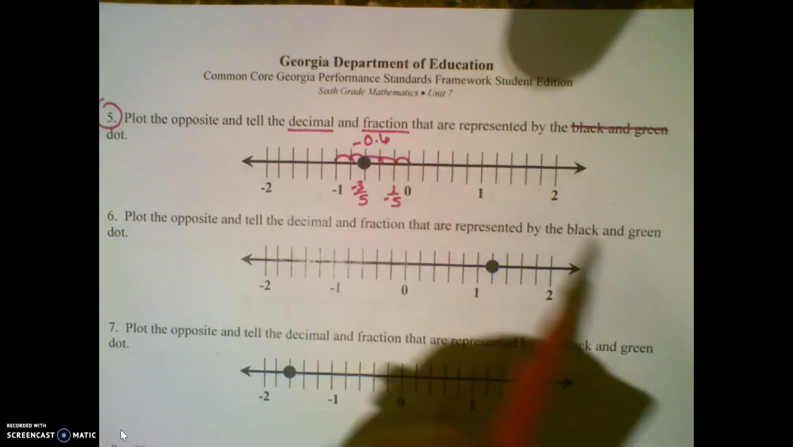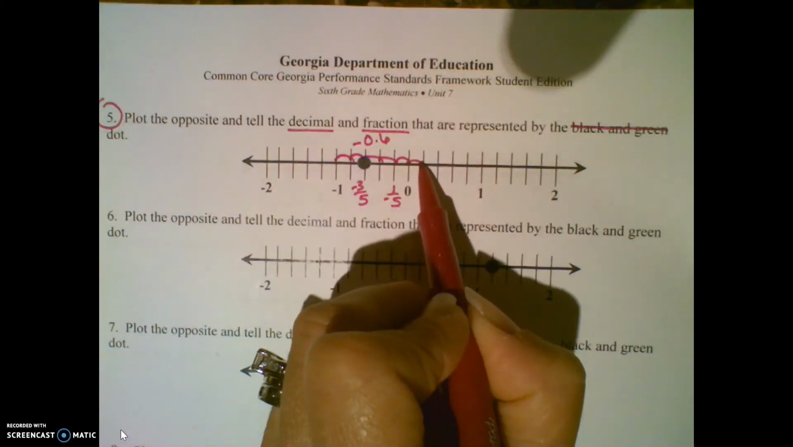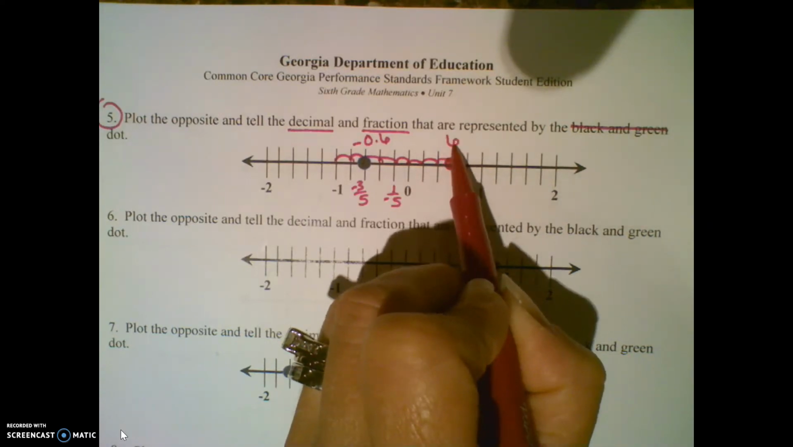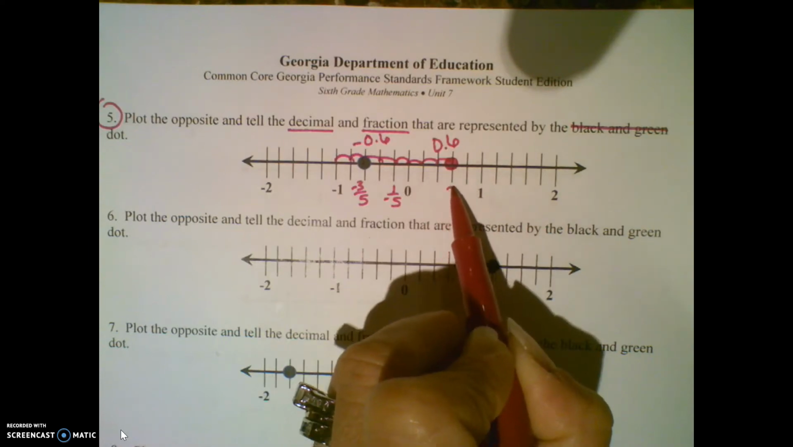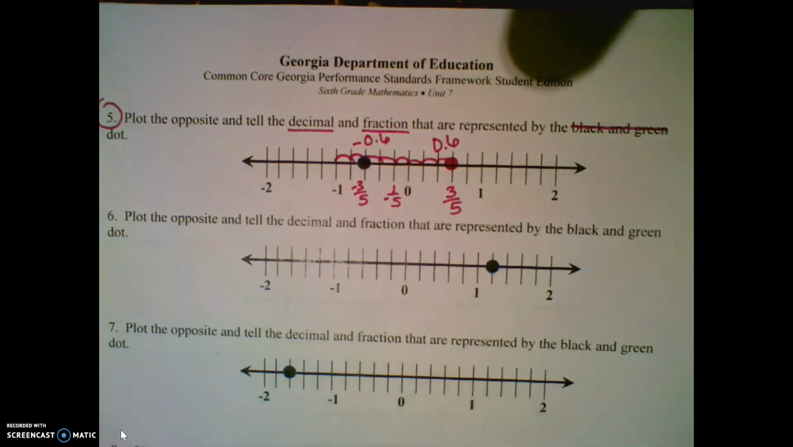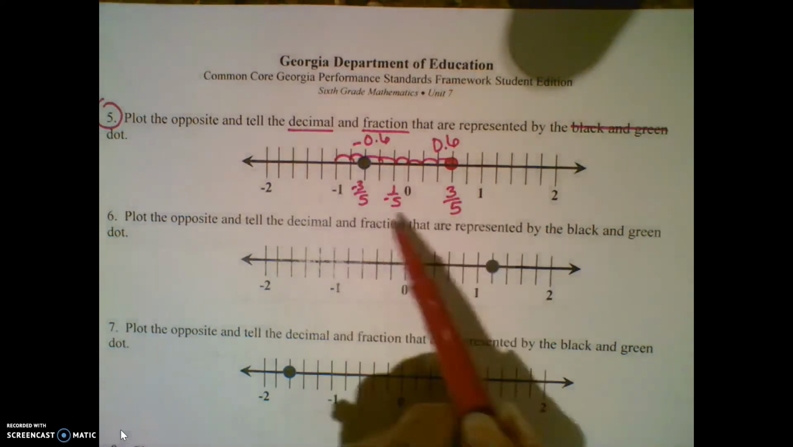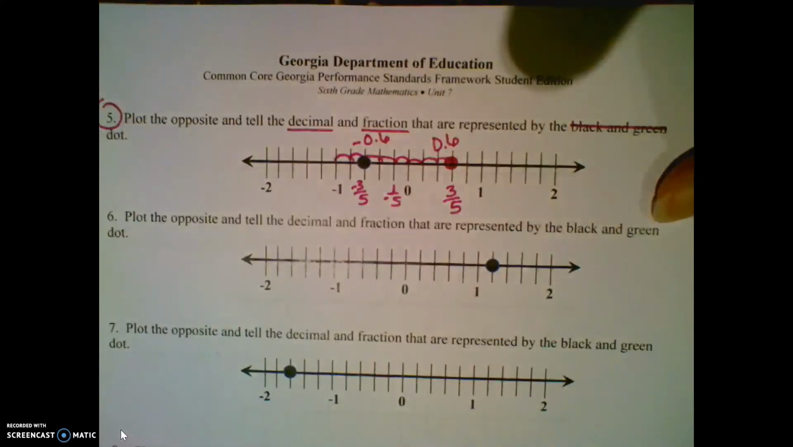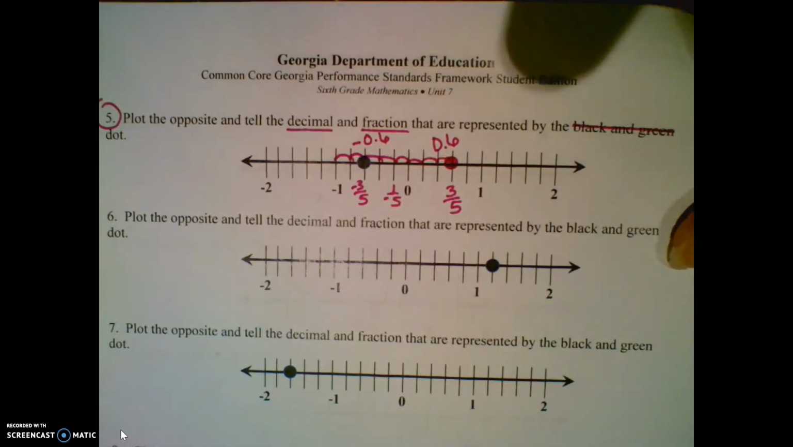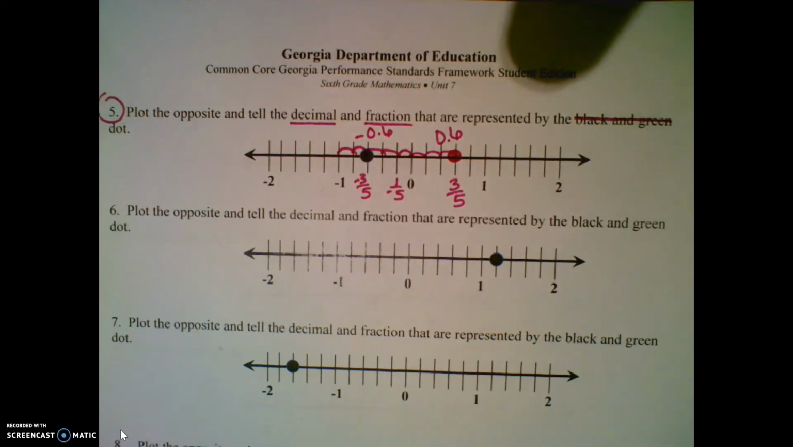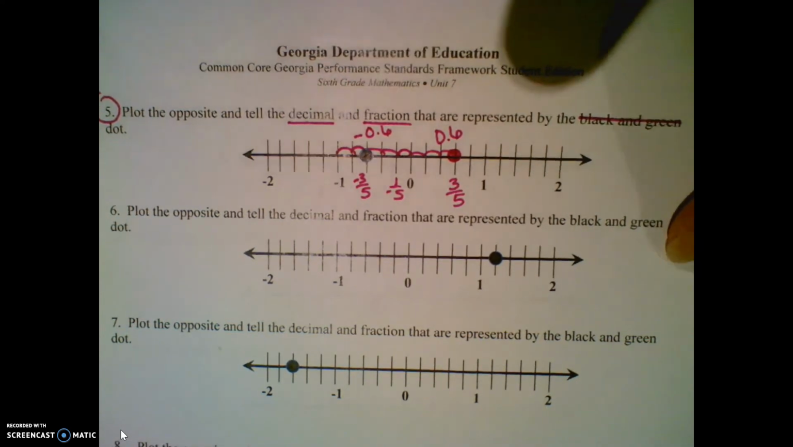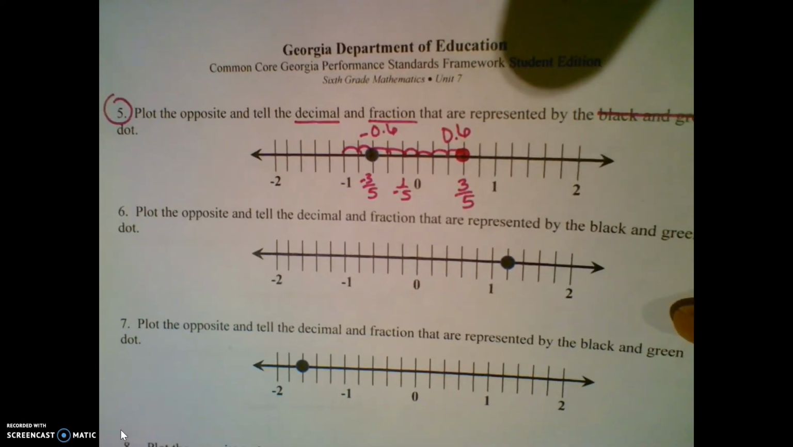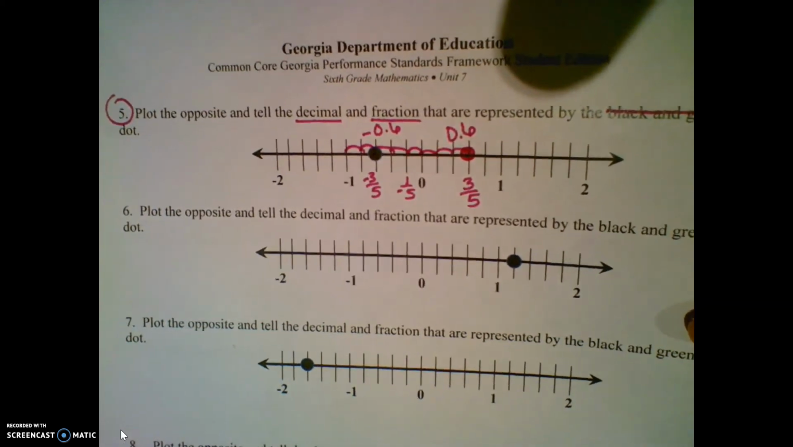Since I had to go 3/5 in the negative direction, I'm going to go 1, 2, 3/5 in the positive direction and label it with the positive fractions and decimals for this problem. All right, so choose at least one more from this page that will challenge you, but that you feel like you will be comfortably challenged. You don't want to be too over challenged, and you also don't want to pick just the easiest ones.